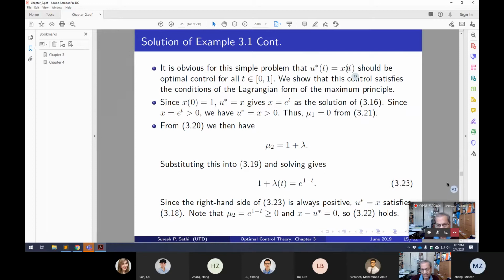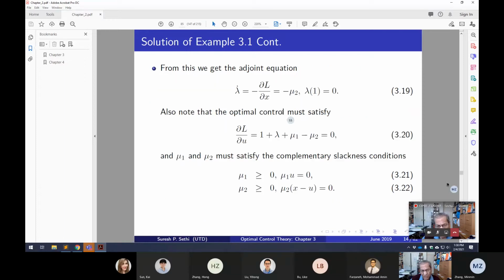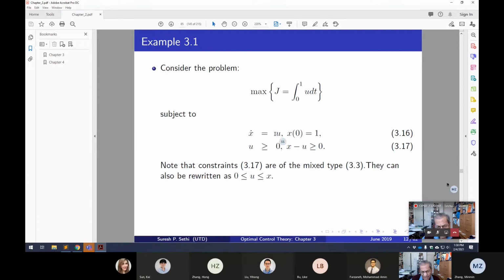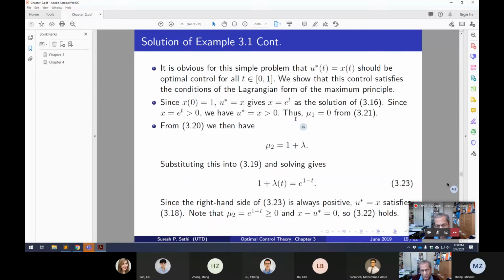Okay. So all we're now going to do is to see if all the conditions are satisfied. Because the necessary conditions must be satisfied on an optimal solution. So we want to check that. Well, the initial value is 1. u star equal to x. So I can put x dot equal to x, and that is the easy exponential solution, x equal to e to the t.